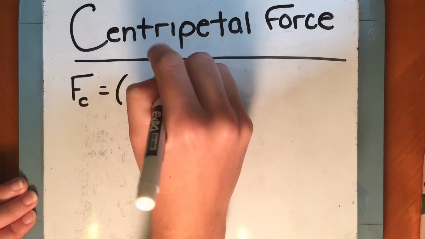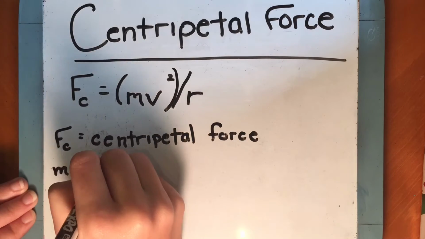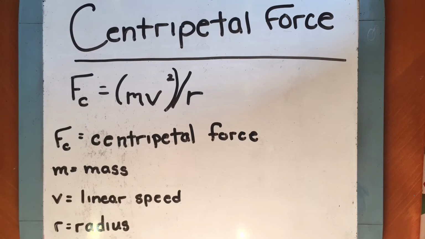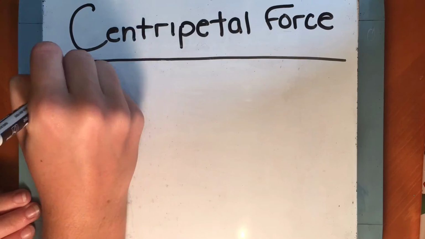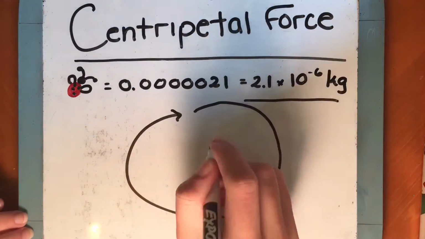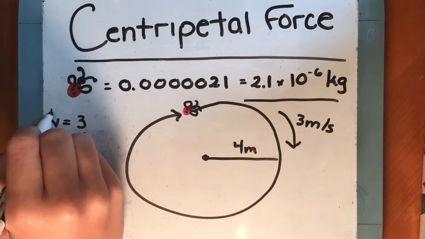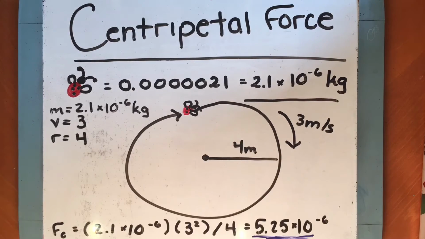The equation for centripetal force is F subscript c equals mv squared over r, where F subscript c is centripetal force, m is mass, v is the linear speed, and r is the radius. Now Lady weighs about 2.1 times 10 to the negative 6 kilograms. If she's still going at a linear speed of 3 meters per second on a path with a radius of 4 meters, her centripetal force should be equal to 5.25 times 10 to the negative 6.